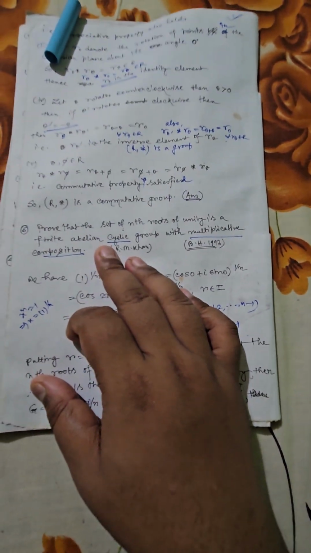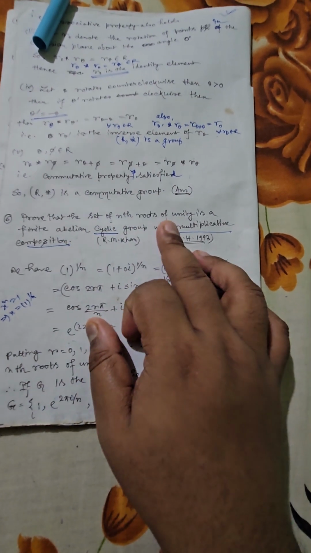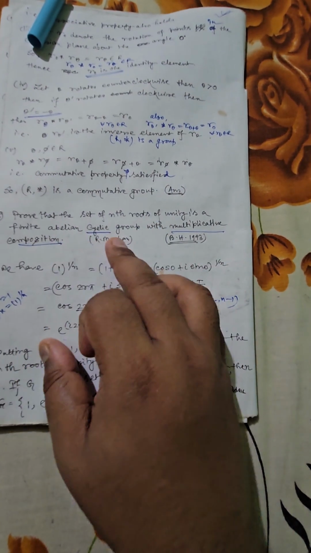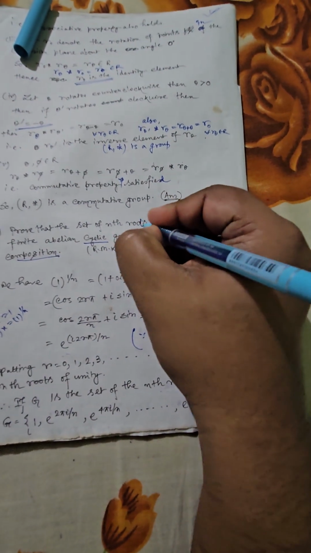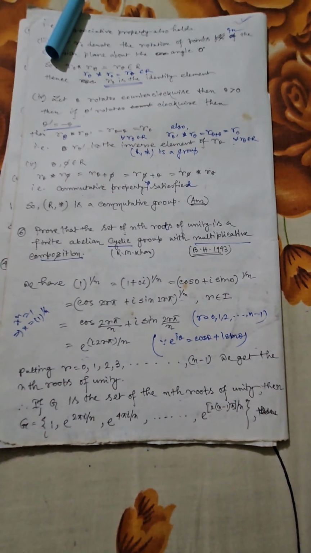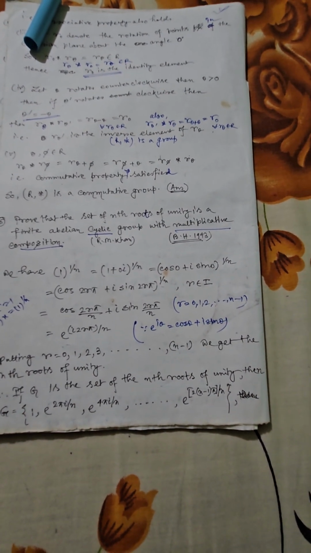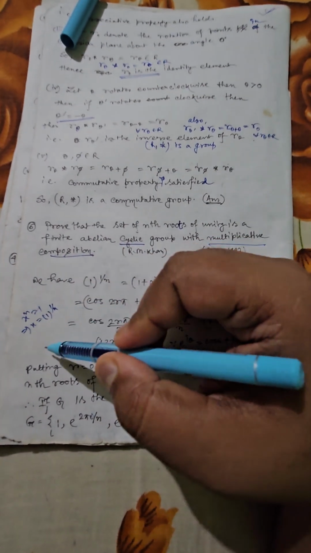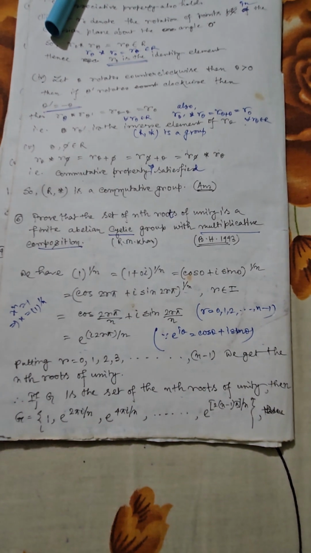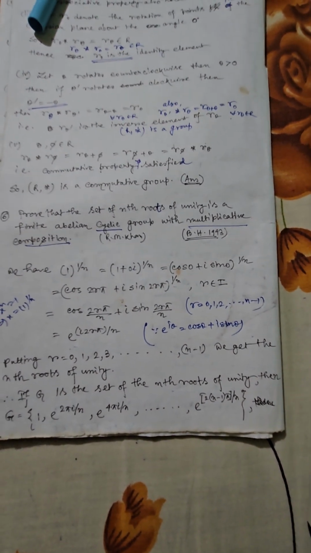So here you can see, as the question tells us, that we have to show that the set of nth roots of unity is a finite abelian cyclic group with multiplicative composition. Nth roots of unity it is. So what is the meaning of nth root? If we want to write x cube equals 1, that stands for cube roots of unity. So simply if we consider x to the power n equals 1, you can easily get x equals 1 whole to the power 1 by n, that is nothing but nth roots of unity.